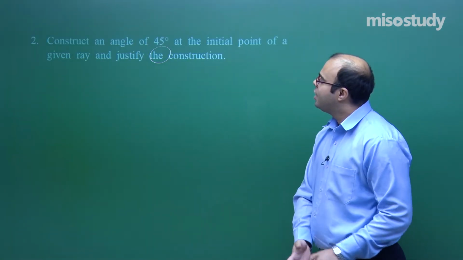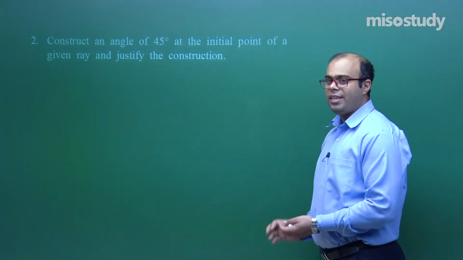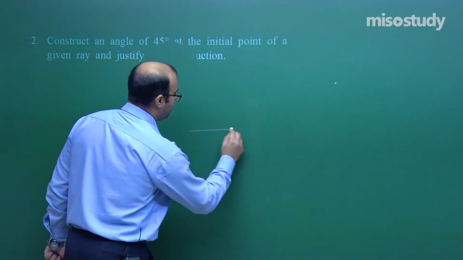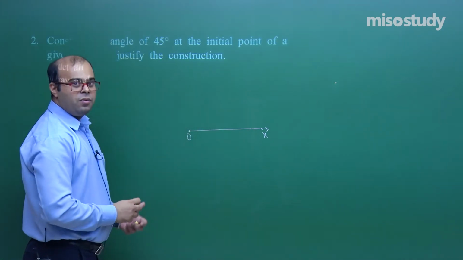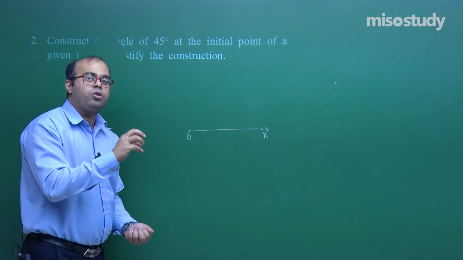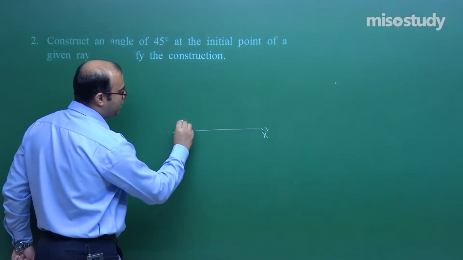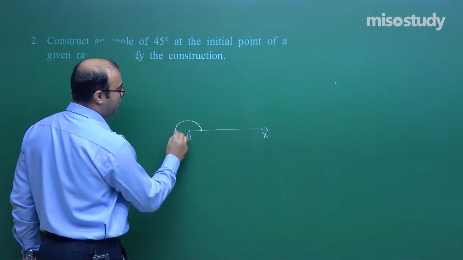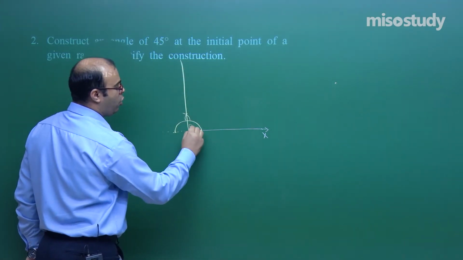In the next question, construct an angle of 45 degree at the initial point of a given ray and justify the construction. So here we have to make 45 degree angle. We will take a ray OX and this point is there. What we will do here? We will do the same process of 90 degree, but we will do that process twice. So first we will extend it here and we will take a semicircle with this O as the center. Make the angle bisector by taking this center and equal radii. So this is the angle. This is 90 degree, we already know.